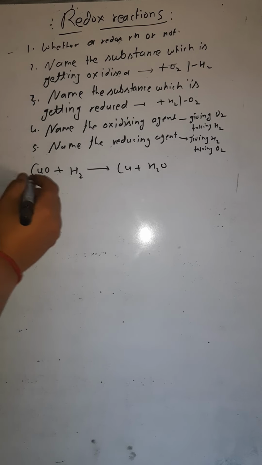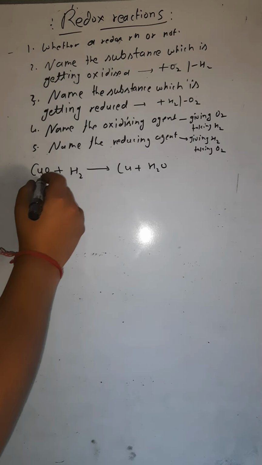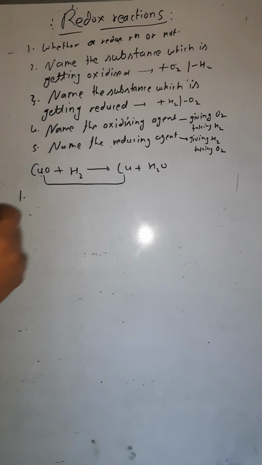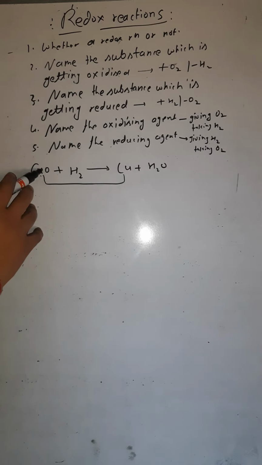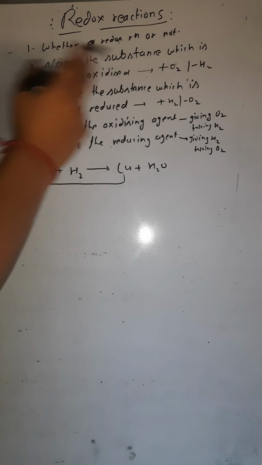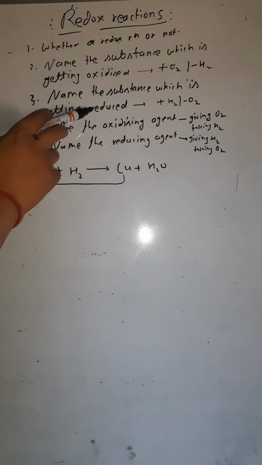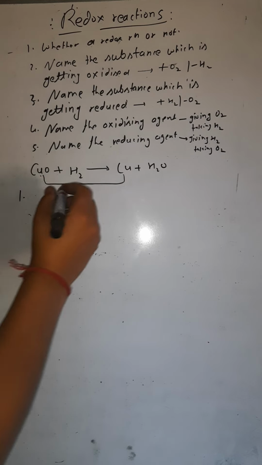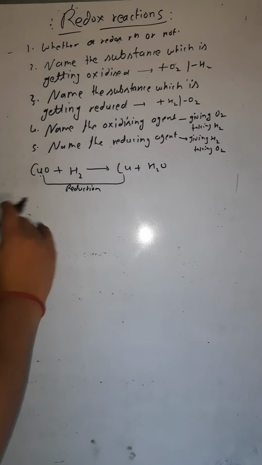If you see, copper oxide is being changed into copper. So earlier it was having oxygen, now it is not having oxygen. It means it is giving oxygen. So the substance which is giving oxygen would be called the reduction. Reduced one means reduction is taking place. So here you have the reduction reaction.